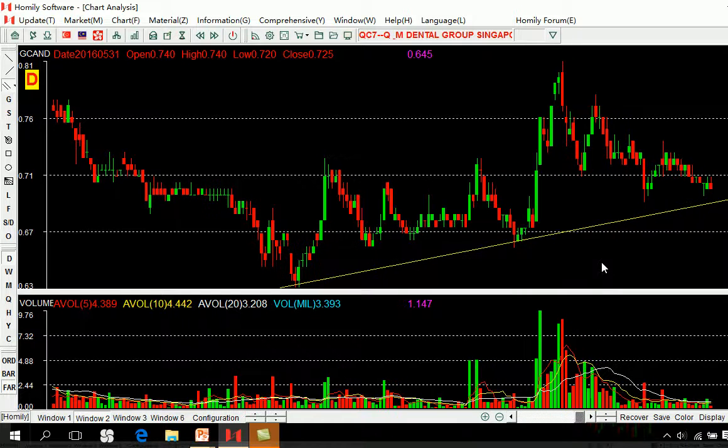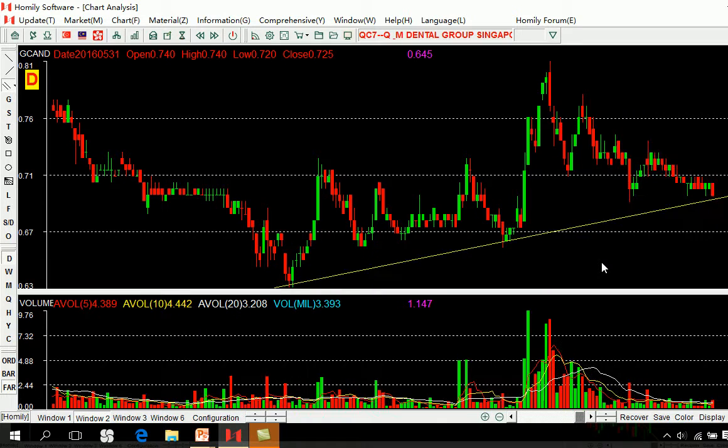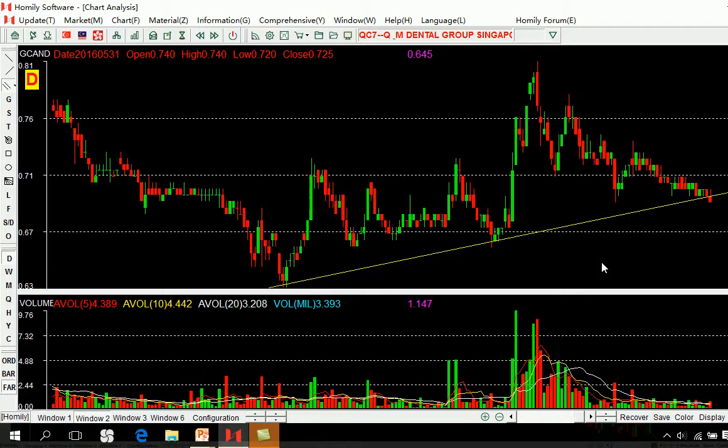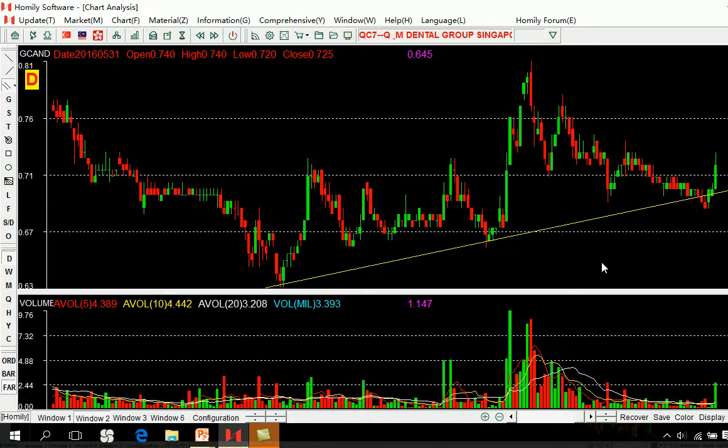Then the price touches the trend line, right? So we know that there may be some support, but whether it can hold or not, we don't know. The next day, it goes up through again, right? Okay, then it goes up again.